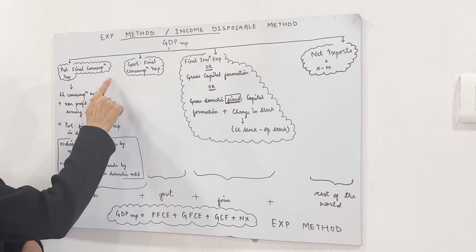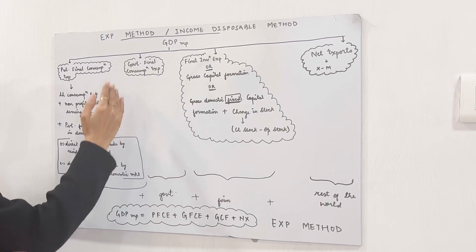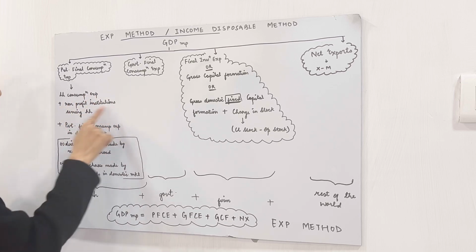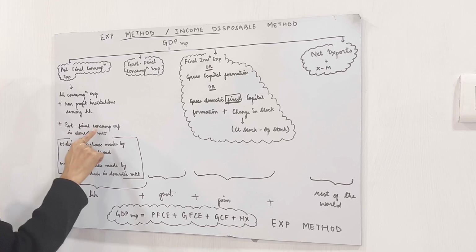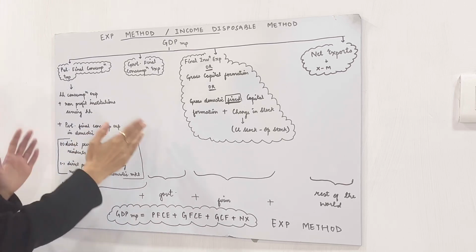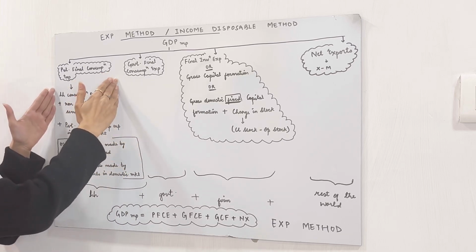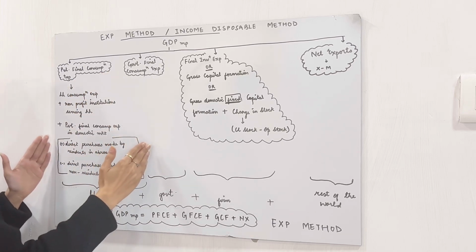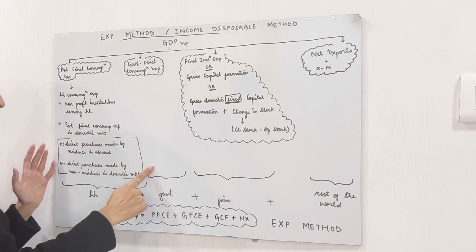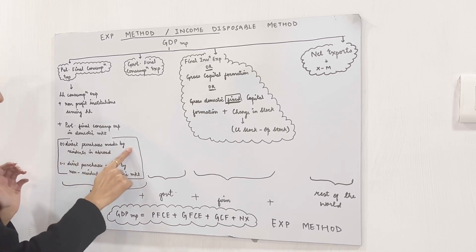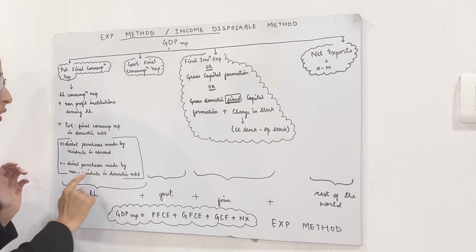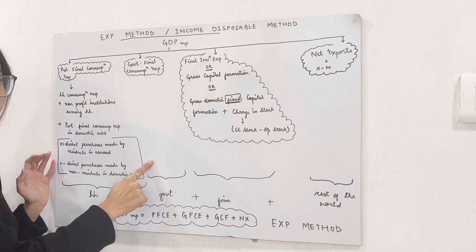Firstly, private final consumption expenditure. Household consumption expenditure plus non-profit institutions serving households plus private final consumption expenditure in domestic market together give us the private final consumption expenditure. So private final consumption expenditure in domestic market can further be divided into 2 parts. Firstly, direct purchases made by residents abroad minus direct purchases made by non-residents in the domestic market.